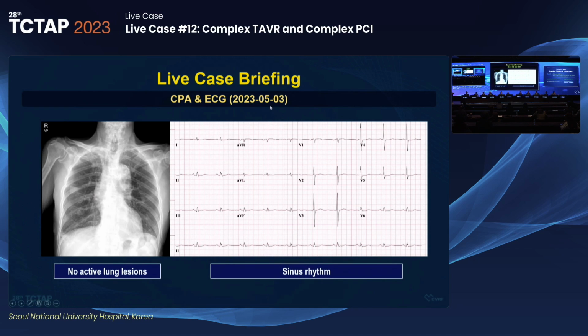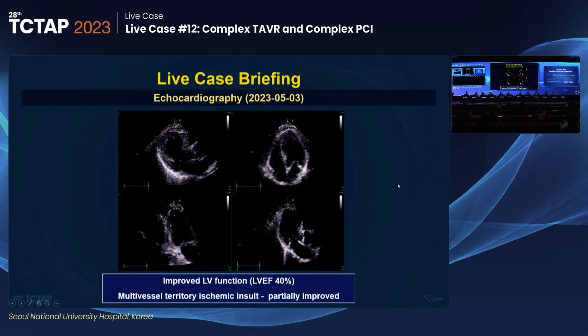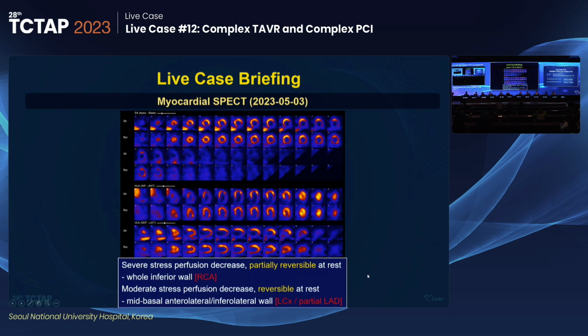One year later, last week, the patient experienced recurrence of angina. Thus, we took chest X-ray, normal. ECG is normal, no OMI. Myocardium will be viable and hibernating. Echo last week improved up to 40%. Still, SPECT suggests partially reversible ischemic territory in RCA and LAD.